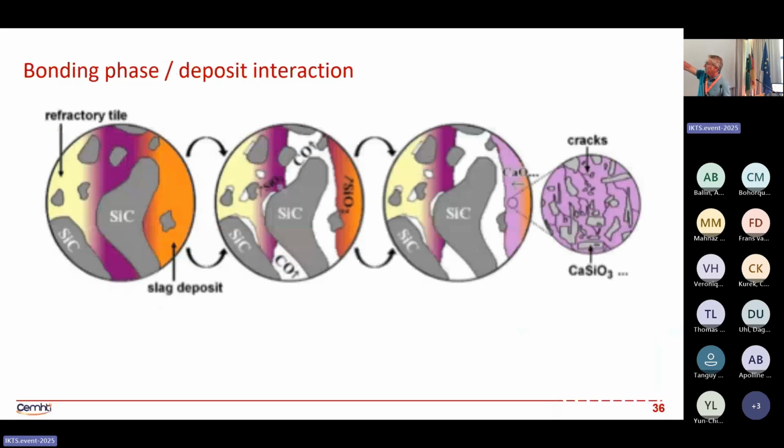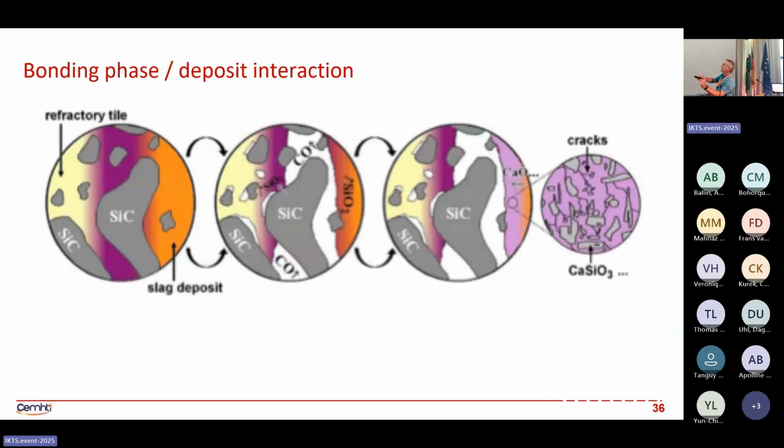These are the mechanisms. At the beginning, you have the SiC refractory tile, with a deposit in contact, the dissolution of the matrix, and the oxidation of the silicon carbide producing CO2, with a high viscosity of the liquid phase trapping the bubbles, creating not exactly a void, but a volume with only gases, and the pressure increasing.